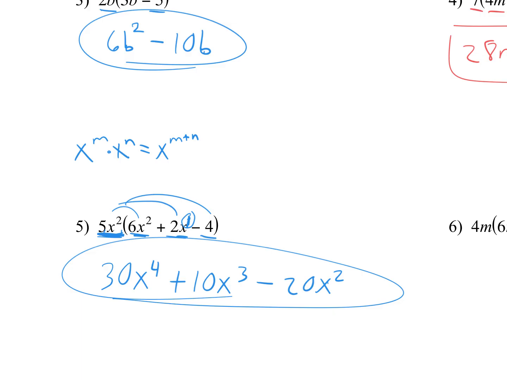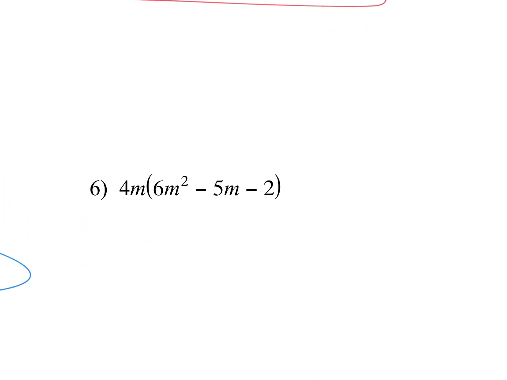Where did you get the x from? Which x? For 20x. For 20x, it came from the one that was out front right here. I'm multiplying that whole thing. All right. Good. So same exact thing with the next one.